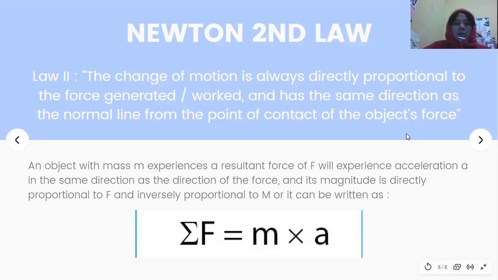An object with mass m that experiences a resultant force of F will experience acceleration in the same direction as the force, and its magnitude is directly proportional to F and inversely proportional to m, or it can be written as sigma F equals m times a.